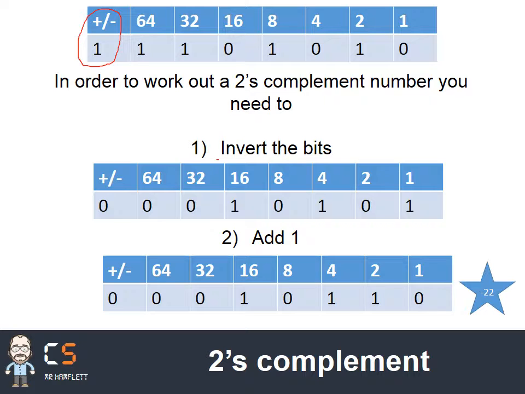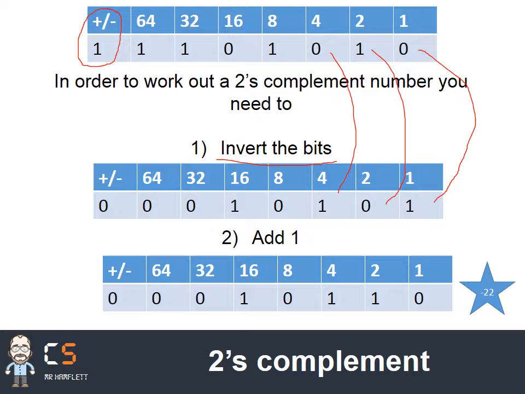So we need to invert the bits. That basically means swap them over. So a 1 becomes a 0, a 0 becomes a 1. So you can see that 0 has become a 1, that 1 has become a 0, 0 becomes a 1, all the way over. And then we add 1 to it.